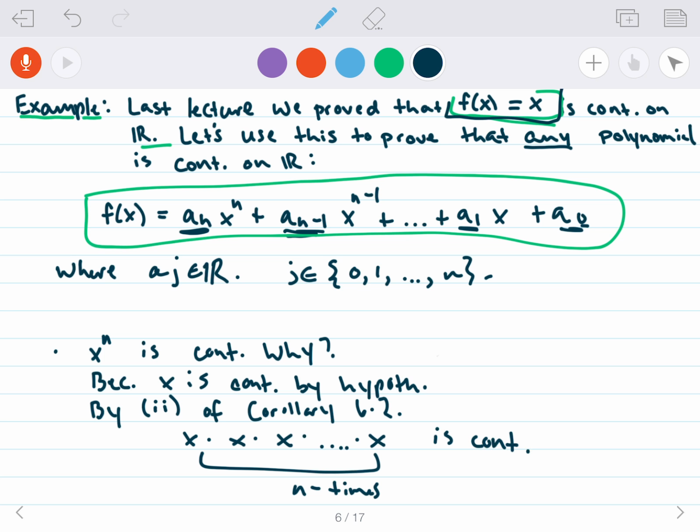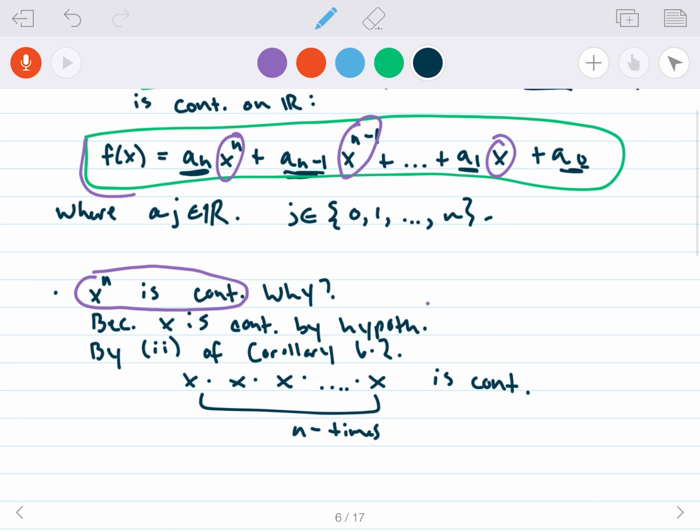Okay, so that's the first thing: x to the n is continuous for any n. Just using our hypothesis that x was continuous and the fact that you can multiply a continuous function by another continuous function and it's still continuous. And so now we have that each of these pieces is continuous. And then we're just going to take for granted that scalars are continuous.